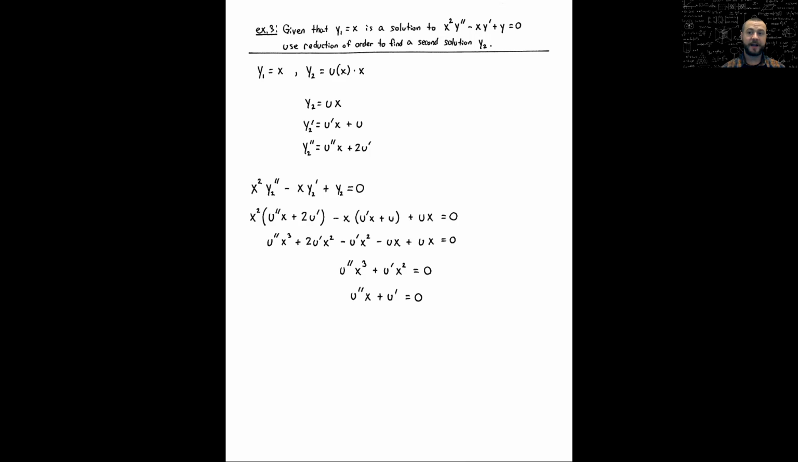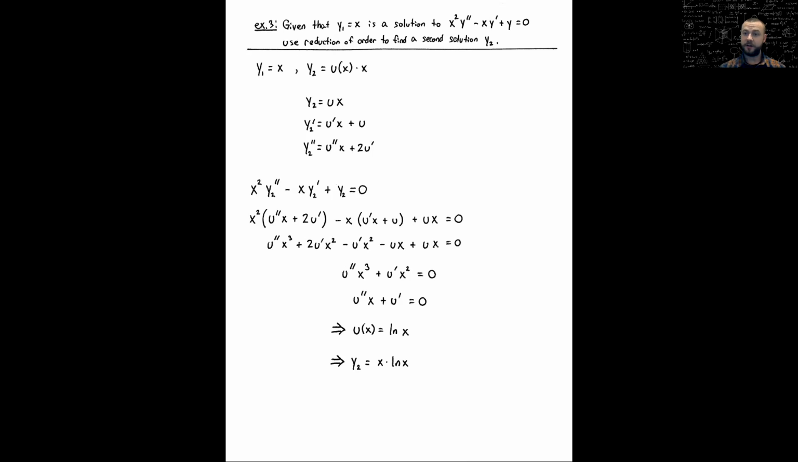Now this one, we can simplify it slightly by dividing by x squared to get this differential equation, u double prime times x plus u prime equals 0. At this point, we can now implement our reduction of order trick, and I'll leave the details for you. You should find, if you have done it correctly, that u works out to be natural log of x. And if you plug back in, that then means that y2 would be x times natural log of x.